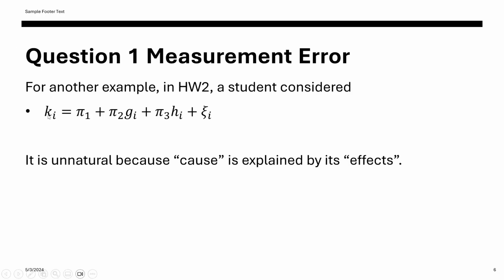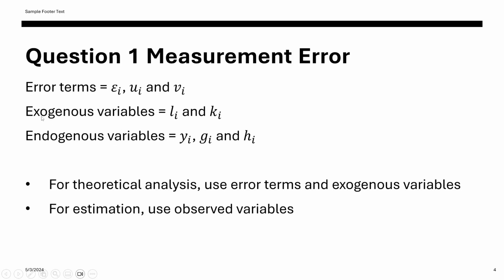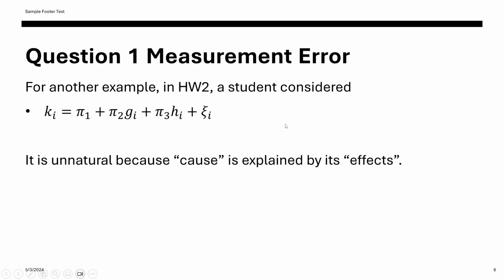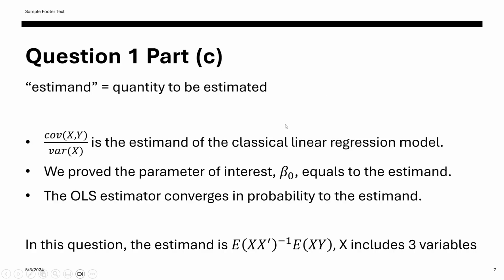So K is the cause and G and H are results, like here. Exogenous variables and error terms are the causes that generate the endogenous variables. So we try to explain those endogenous variables using the underlying variables, not the other way. So this equation is unnatural. I'm going to use this intuition later.